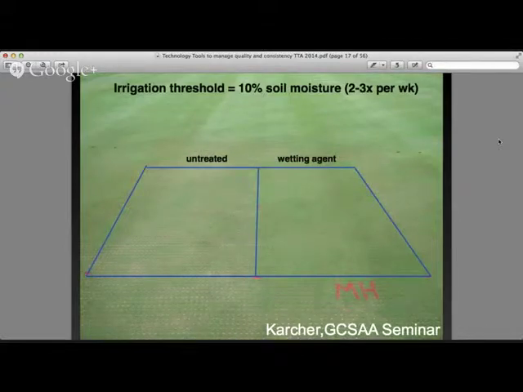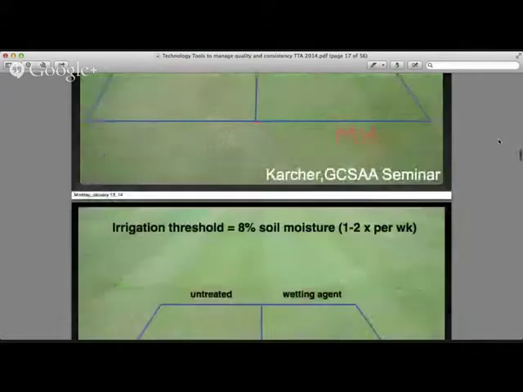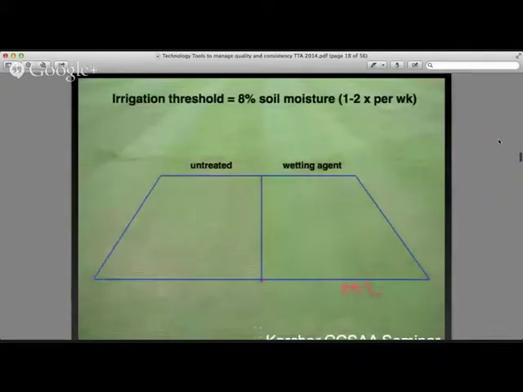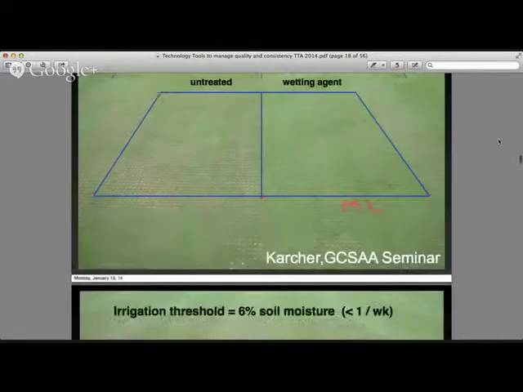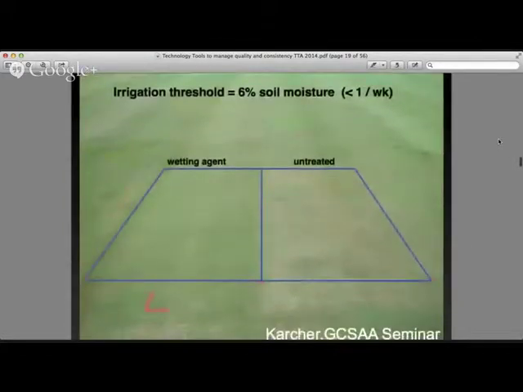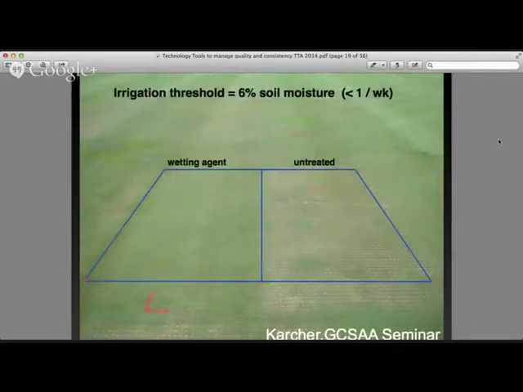If we go down another slide at 8%, again another 2% drop. This is again 1 to 2 times per week. You can see that there's a lot more wilt in that untreated, and then finally at the low end at 6%, down one more slide, Bill, in the untreated you can see all the wilt, but you still see patches of green grass in there, and so you can see that there's a lot of spatial variability. So being able to manage and map and take information on this is really important.